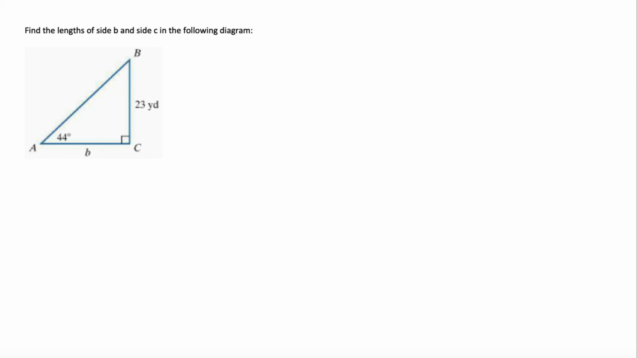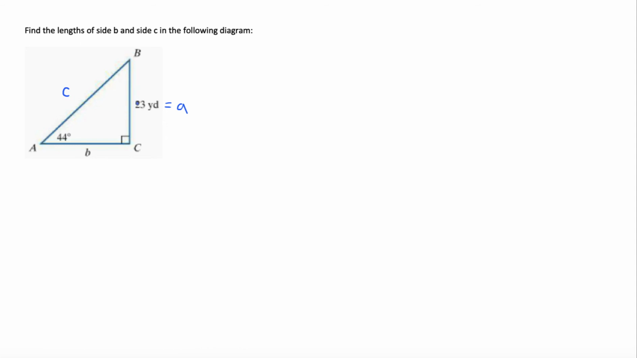Find the lengths of side B and side C in the following diagram. So we have this right triangle here. Remember, the capital letters tell you what the angles are, and the lowercase letters are for the sides, right? So in this case, this is going to be side A here, so we'll write that in. And this is going to be side C, right? Remember, the hypotenuse is usually given by lowercase, or in this case, by C.